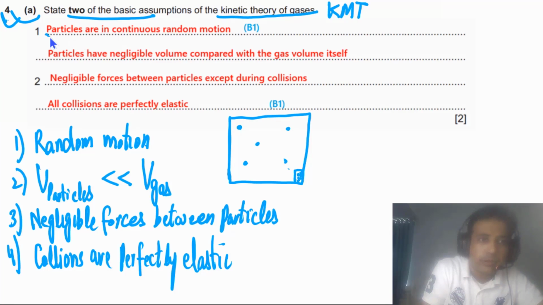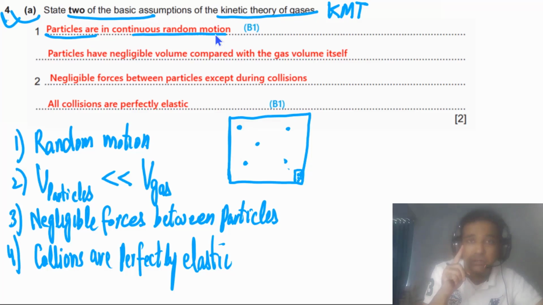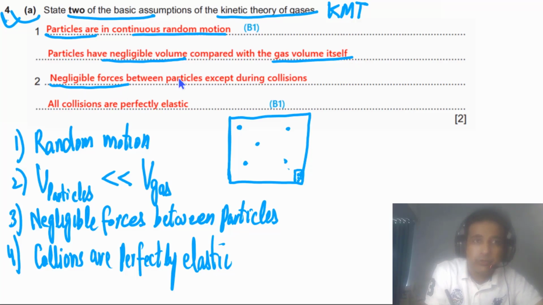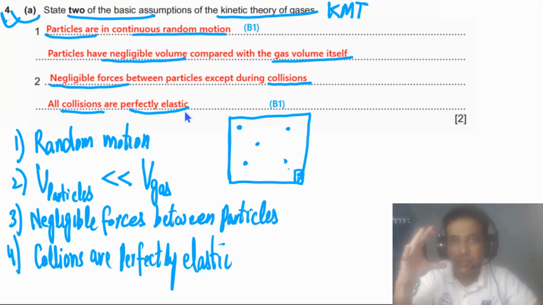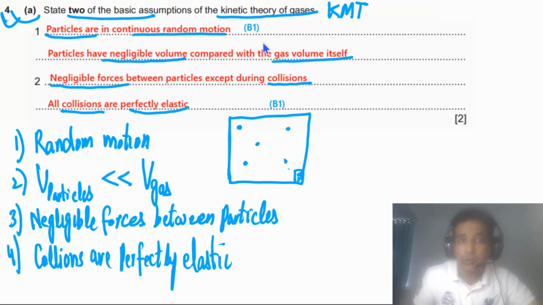So in a proper way, you can say particles are in continuous random motion. Continuous random motion is very important. Particles have negligible volume compared with the gas volume itself. Negligible forces between particles except during collisions. All collisions are perfectly elastic, meaning no loss of kinetic energy. So you have to write only two of them.